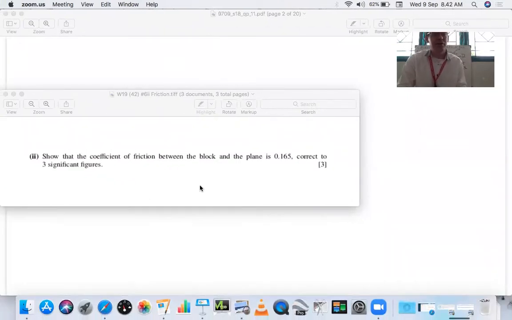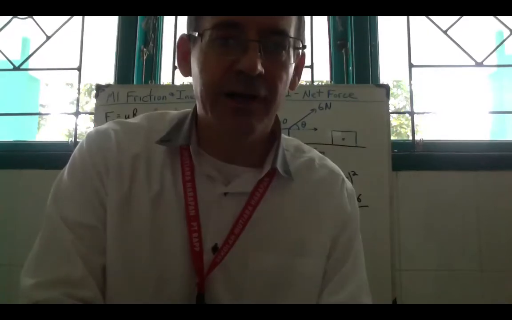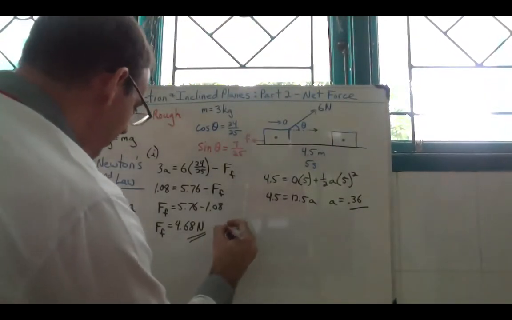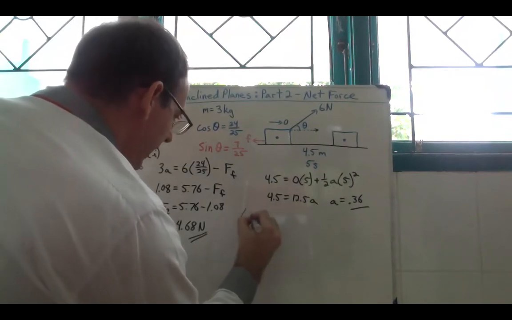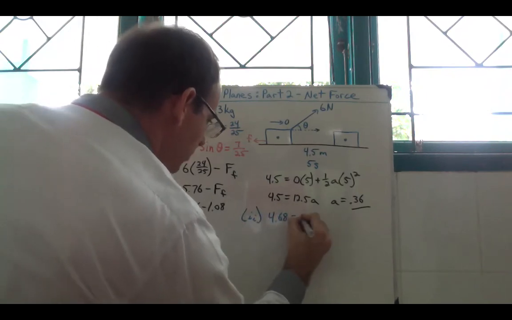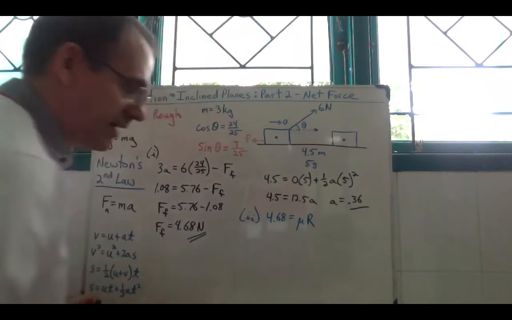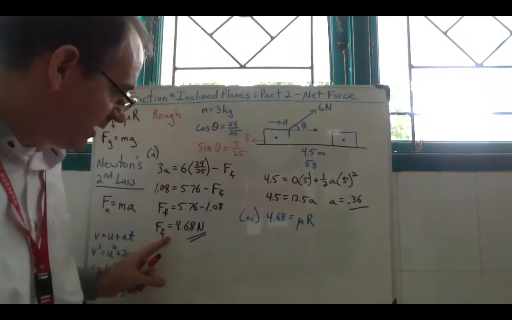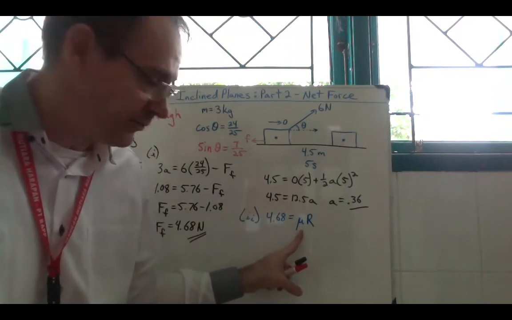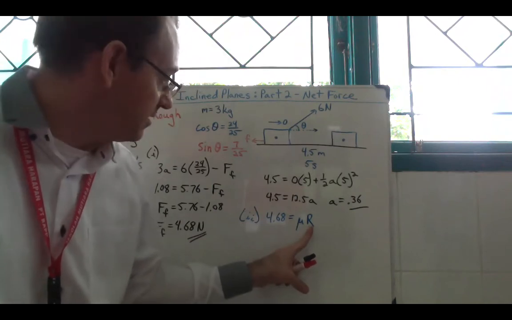The second part of the question says, show that the coefficient of friction between the block and the plane is 0.165 correct to 3 significant figures. So in order to find the coefficient of friction, now we're going to work on part II, and friction of 4.68 is equal to mu times the normal contact force. So we calculated friction as a whole. Now we want to find the parts. We're asked to show that mu is 0.165, and we need to find normal contact force.